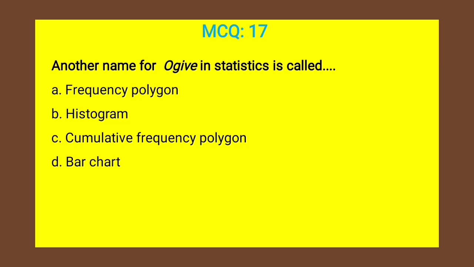So what is the answer? The answer is a cumulative frequency polygon. Because we said a cumulative frequency polygon is also called an ogive. It is actually cumulative frequencies that are plotted against the midpoint or class boundary. In that case, we can use it for that. So that is question 17, and the answer is a cumulative frequency polygon. So let's take note of that.